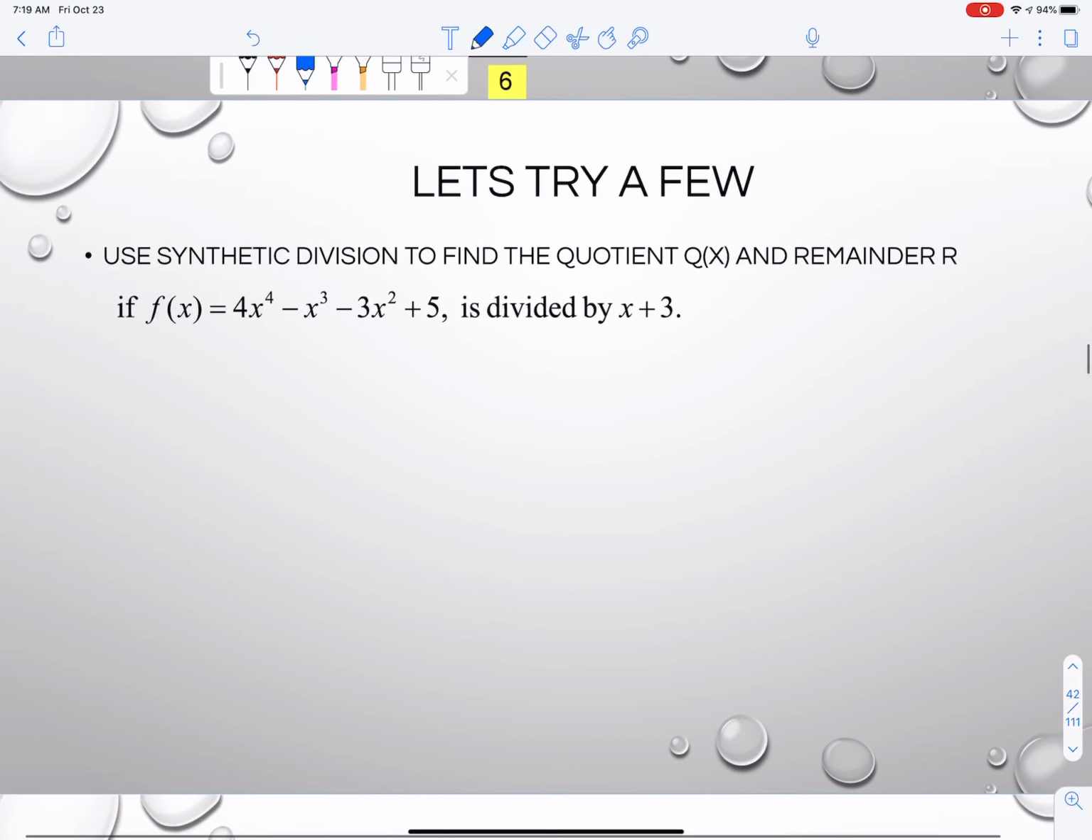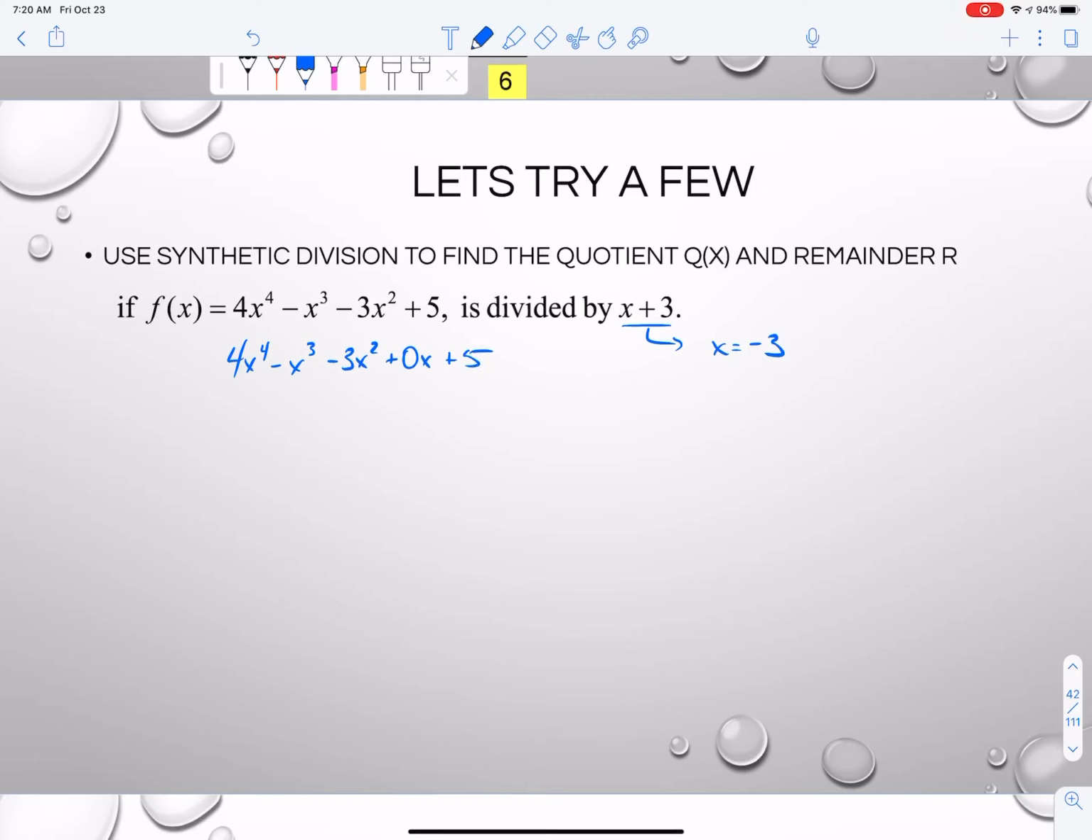So I'm going to try a couple here. I have the polynomial f of x equals 4x to the fourth minus x cubed minus 3x squared plus 5, and I'm dividing it by x plus 3. Now remember, with synthetic division, I'm not dividing by the factor. I need to set it equal to 0 and solve, so I get x equals negative 3. The other thing you're going to notice here is I'm missing a term.